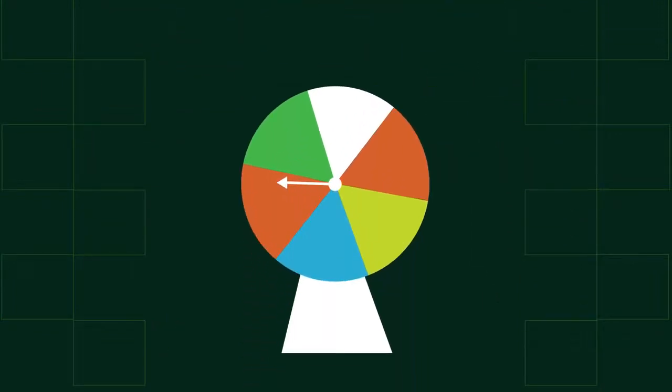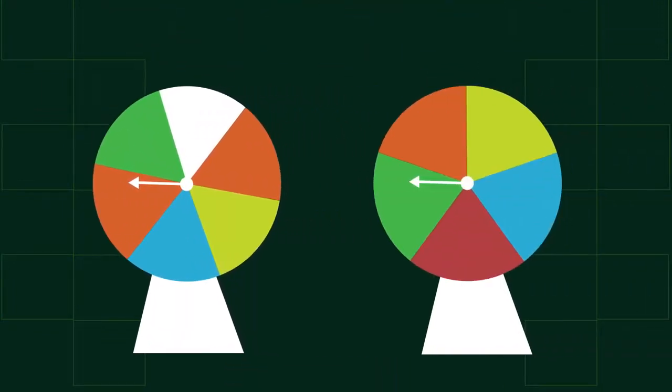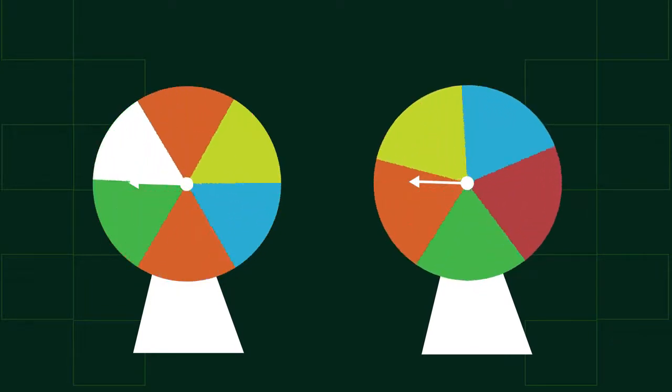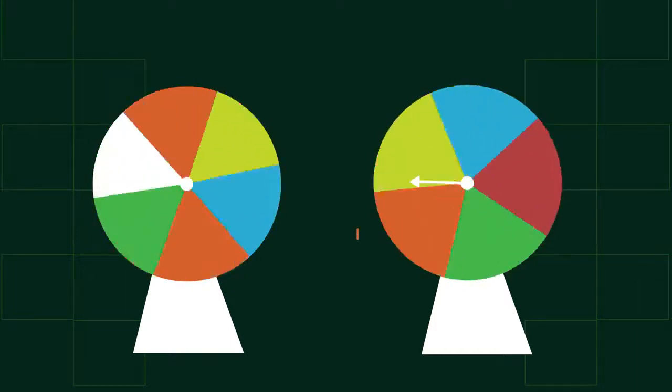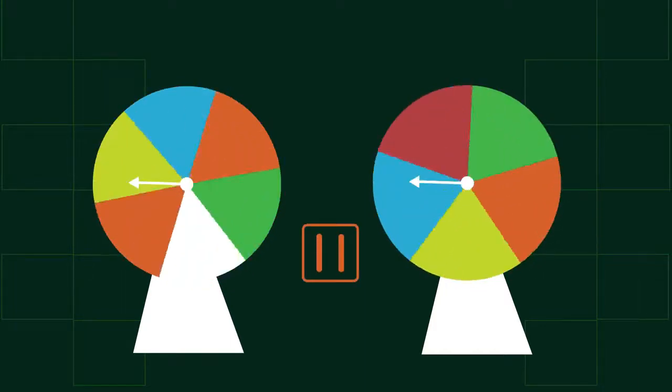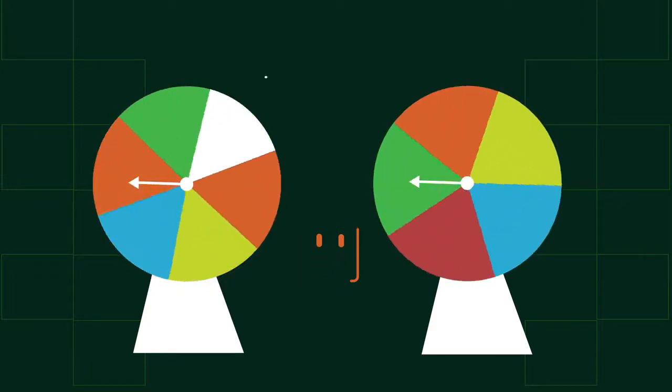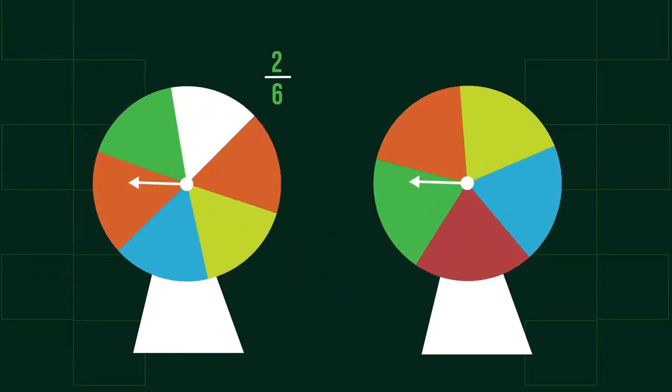This fair 6-sided spinner and this fair 5-sided spinner are both spun. What's the probability of both spinners landing in an orange section? Pause and have a go. The first spinner has 2 out of 6 chances for orange, whilst the second has 1 out of 5. Multiplying these two probabilities gives an answer of 2 over 30, which simplifies to 1 over 15. Theoretically, therefore, 1 of every 15 spins should result in double orange.